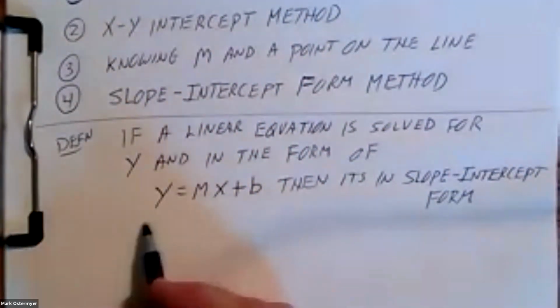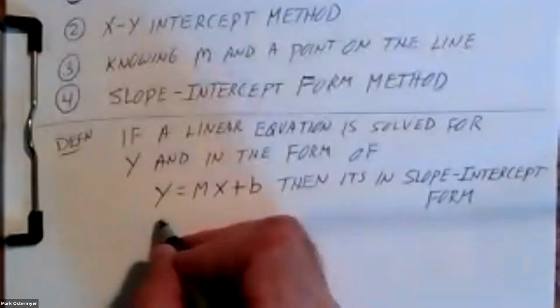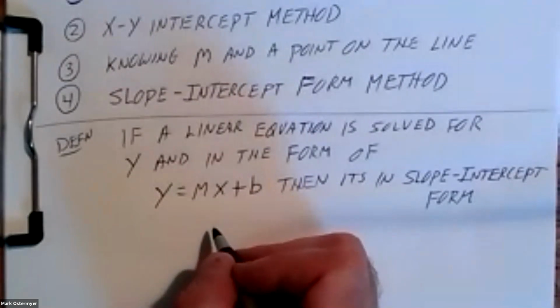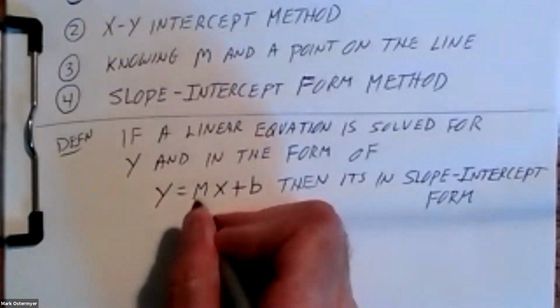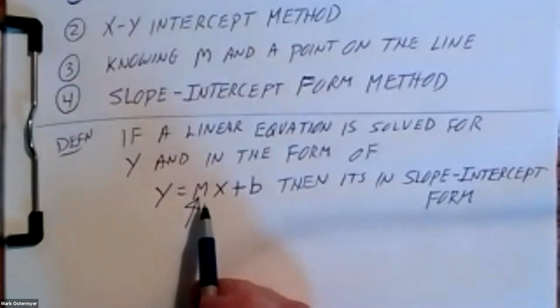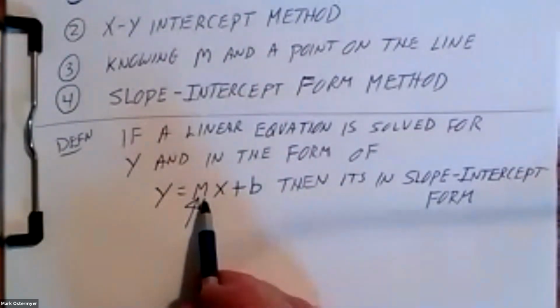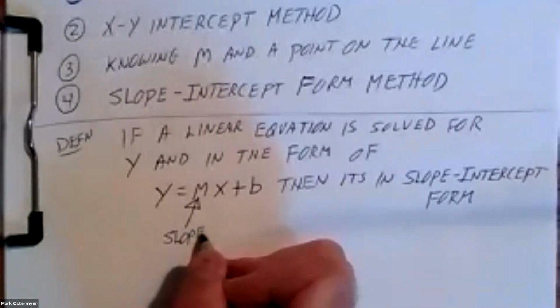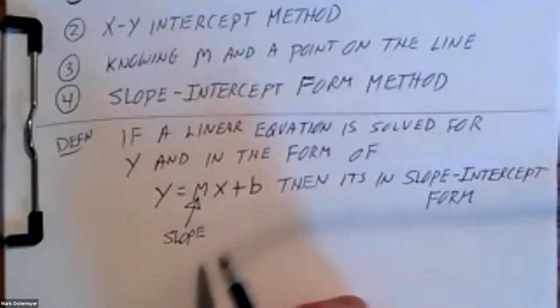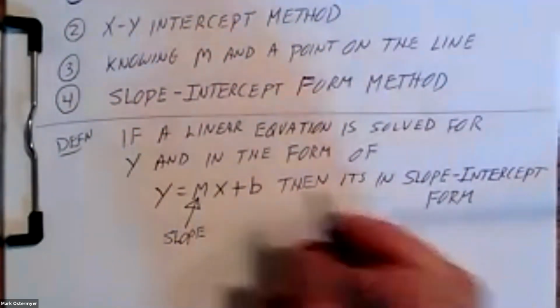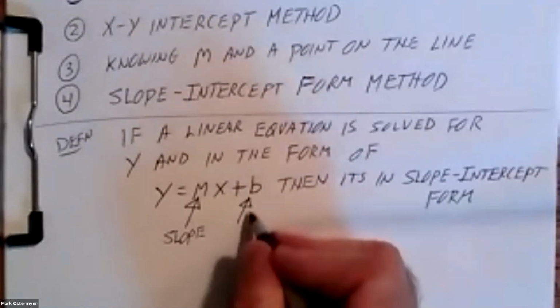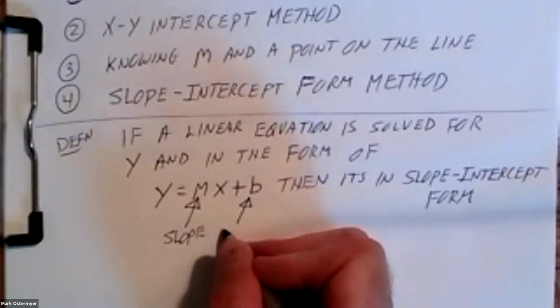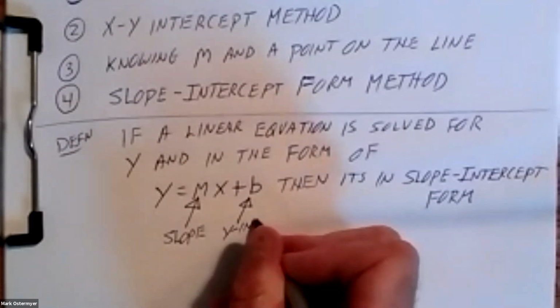And we call this slope intercept form, ladies and gentlemen, because we can read off two key pieces of information about the line. What does m represent? The slope. m is the slope. So just by looking at the equation, we can read off the slope of the line, no calculation necessary. And we can also read off this number b, which is called the y-intercept of the line.